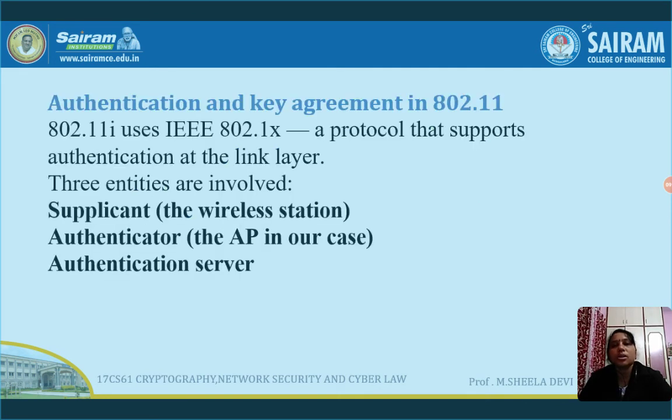Okay, what is there in IEEE 802.11i? We'll see. It uses 802.1x, a protocol that supports authentication at the link layer. So here we are saying that the authentication is given at the link layer. The three entities involved here are the supplicant, the authenticator, and the authentication server. The supplicant is nothing but the wireless station, the authenticator is the access point, and the authentication server can be, as I said, a RADIUS server.